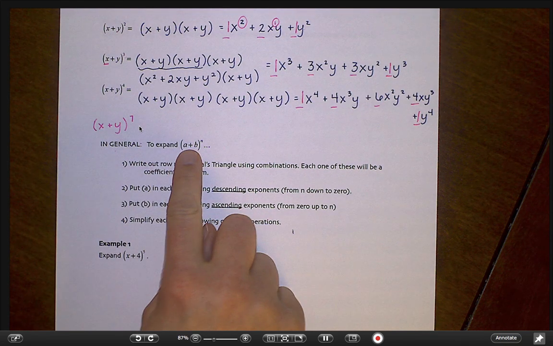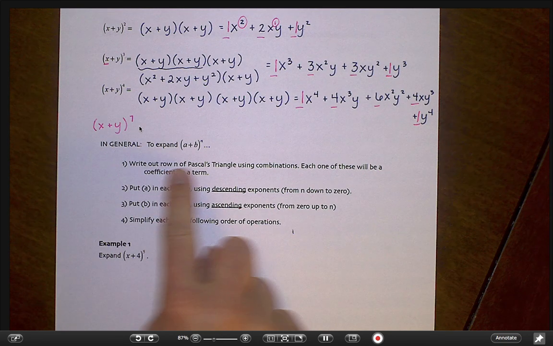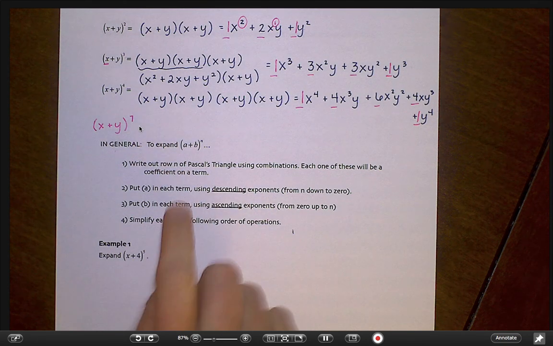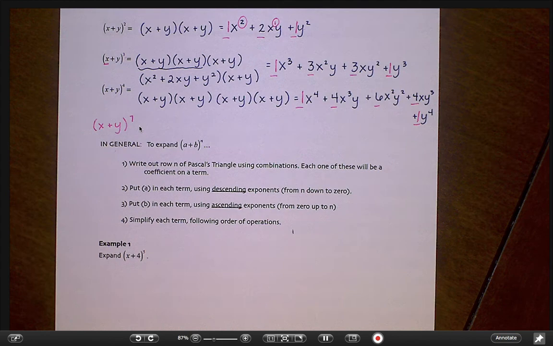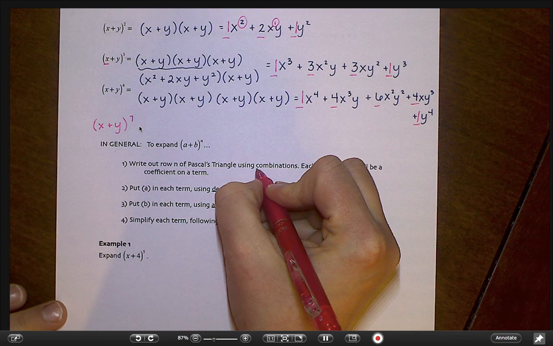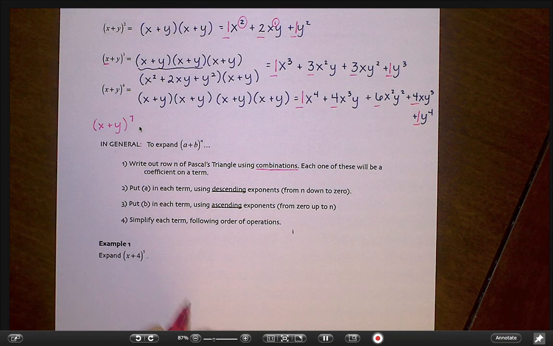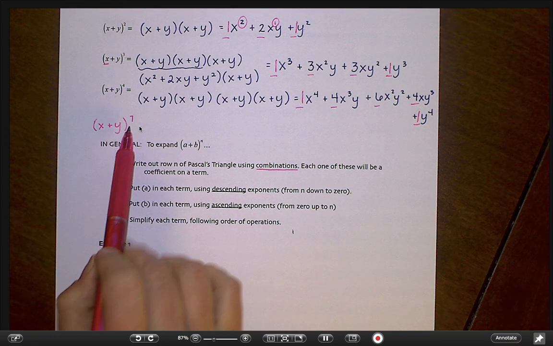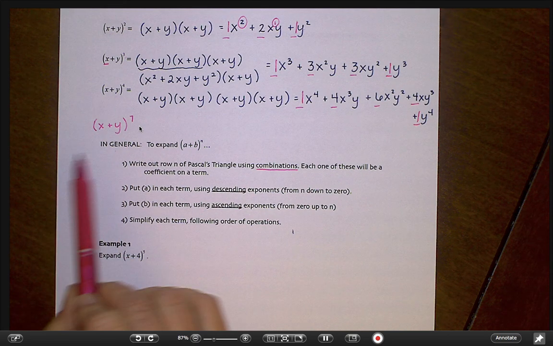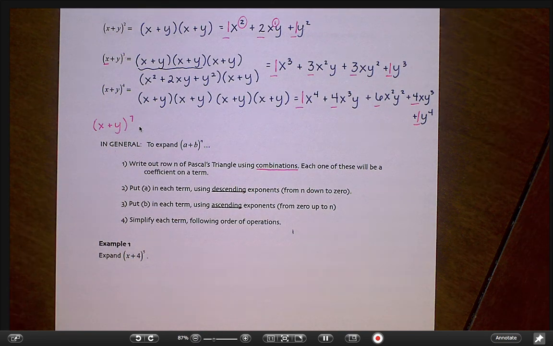So if you're doing (a + b) to the power of n, start with row n of Pascal's triangle. Now, if you just have to generate a random row of Pascal's triangle and you don't know what it is off the top of your head, remember we can use combinations. So if I needed to know what row 7 looked like and I didn't have a diagram of Pascal's triangle in front of me, I could start by doing 7 choose 0, 7 choose 1, 7 choose 2, 7 choose 3. I could generate that row. We've already practiced that.